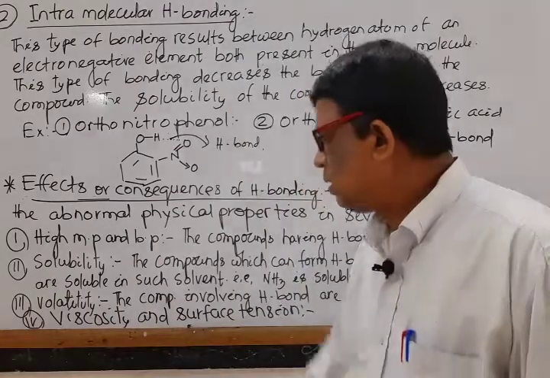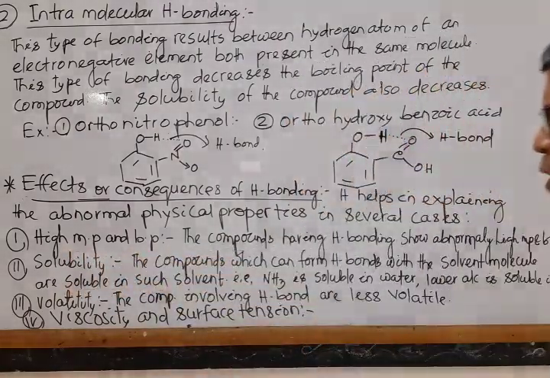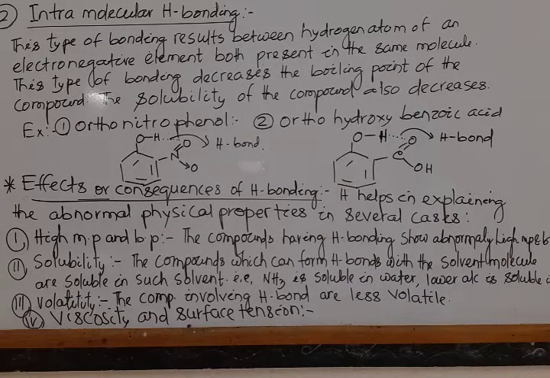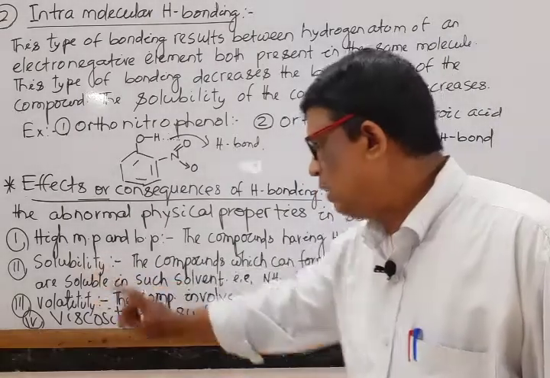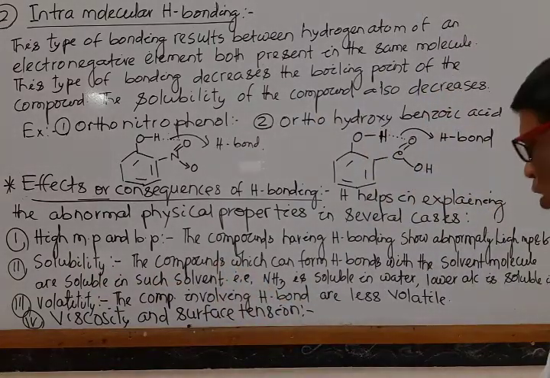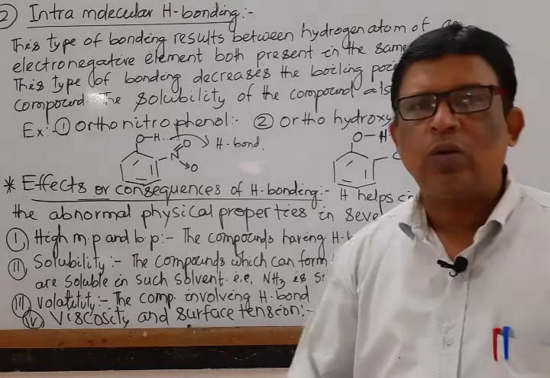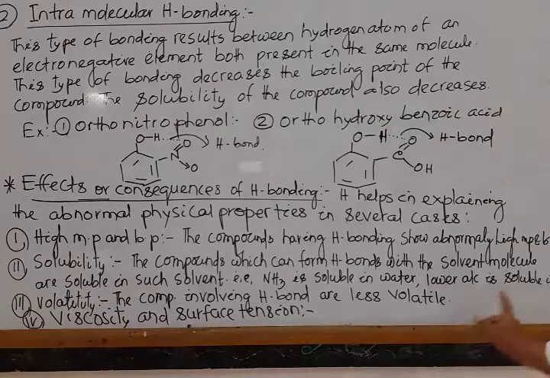Mark that, some applications are there. Point 1 is a high melting point and boiling point. Compounds having hydrogen bonding exhibit abnormally high melting points and boiling points. Point 2 is solubility. Compounds which can form hydrogen bonds with the solvent molecules are soluble in such solvents. For example, ammonia is soluble in water, and lower members of alcohol, methyl alcohol and ethyl alcohol, are also soluble in water. Next one is volatility.